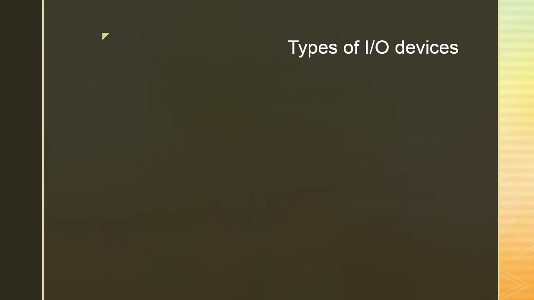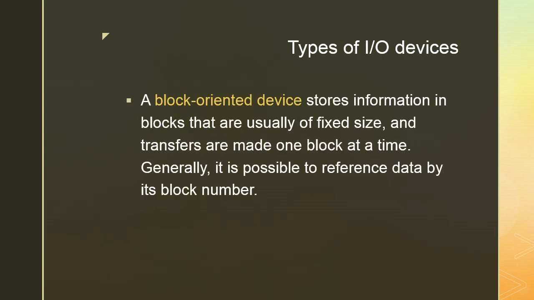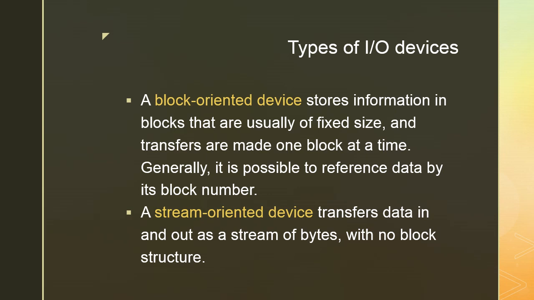There are two types of I/O devices: block oriented and stream oriented. A block oriented device stores information in blocks that are usually of fixed size, and transfers are made one block at a time. Generally, it is possible to reference data by its block number. A stream-oriented device transfers data in and out as a stream of bytes with no block structure.